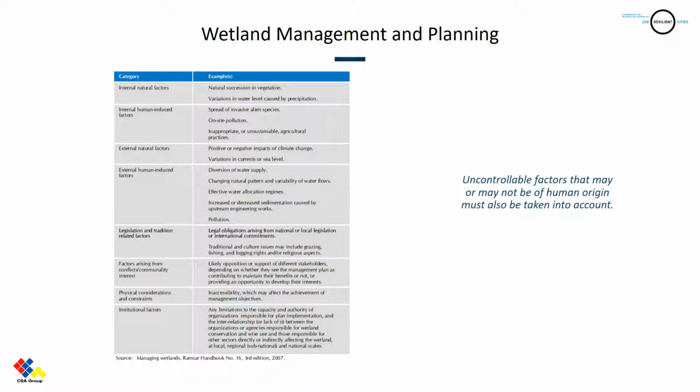Another category that brings examples is legislation and tradition related factors. That's legal obligation arising from national or local legislation or international commitments, and that's more related to traditional and cultural issues that may include activities such as grazing, fishing, and logging rights, or religious aspects that can affect activities or the management of wetlands, or actions that may affect the natural function of a wetland. And also physical considerations and constraints such as inaccessibility, which may affect the achievement of management objectives, and also institutional factors, more related to the responsibilities between organizations and agencies for wetland conservation.